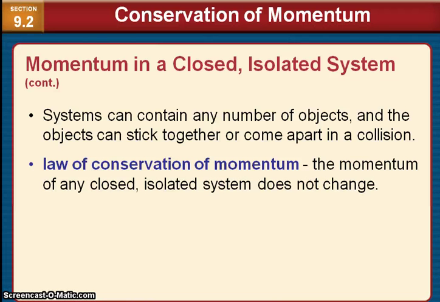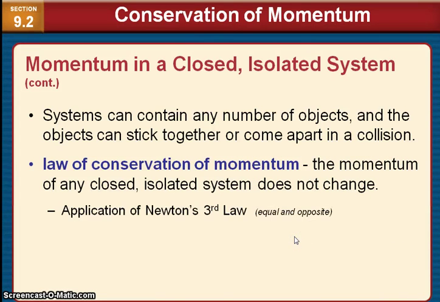So what we're going to focus on in this section is the law of conservation of momentum. Basically, like any law of conservation, it tells us that momentum in a closed, isolated system does not change. Remember, most laws of conservation tell us that things cannot be created or destroyed. So we're not going to create any more momentum, and we're not going to take away any momentum. So therefore, they have to be equal before and after the collision.